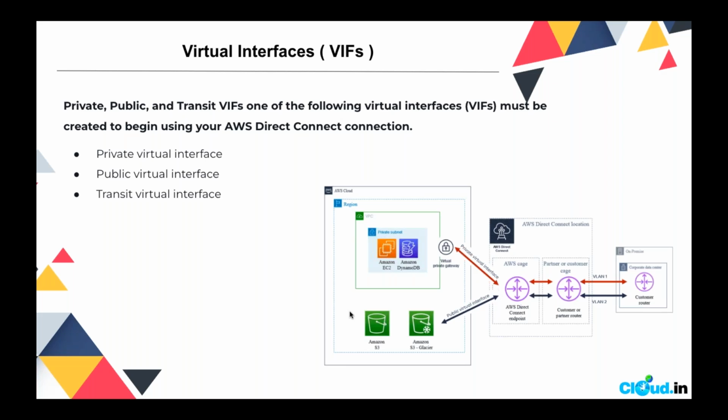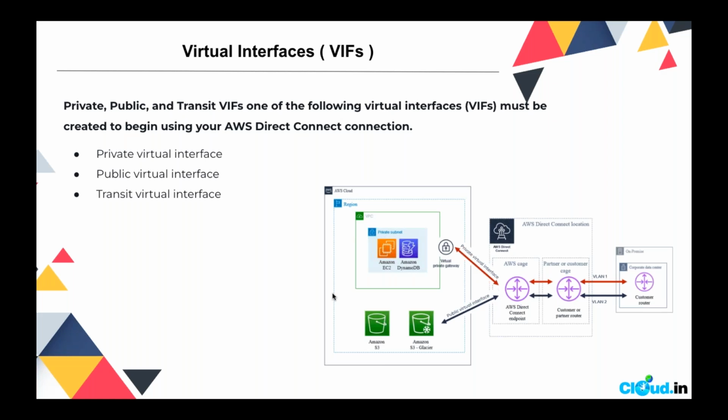Moving on, for the transit virtual interface, this is used to connect to the AWS Transit Gateway inside your AWS environment, facilitating the complex network architectures that you have. For example, if you have multiple VPCs, like currently in the market, where the Control Tower setup is getting very famous.